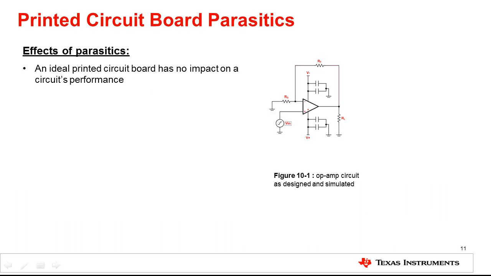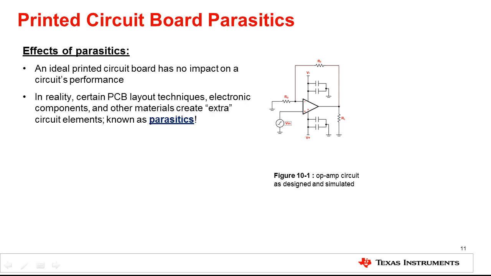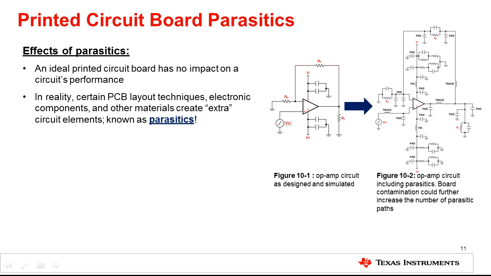Why is removing flux important? Consider parasitic connections and their effects on an application from a schematic perspective. Ideally, a printed circuit board and contaminants have no impact on an application's performance. For example, Figure 10-1 depicts a schematic of a non-inverting amplifier as originally designed and simulated by an engineering team. However, in reality, electronic components and other materials create extra circuit elements known as parasitics. Let's review Figure 10-2. However, this time, please consider how the schematic would be represented with additional parasitics for each component.